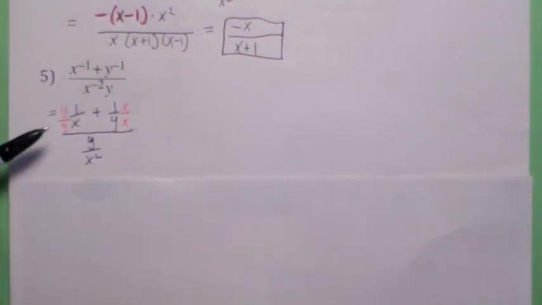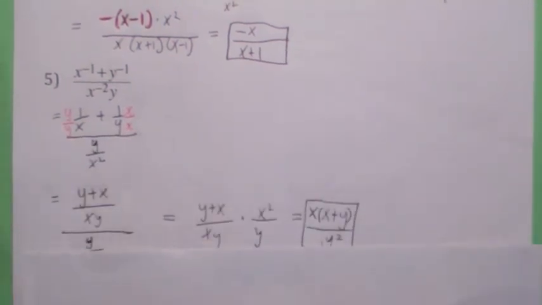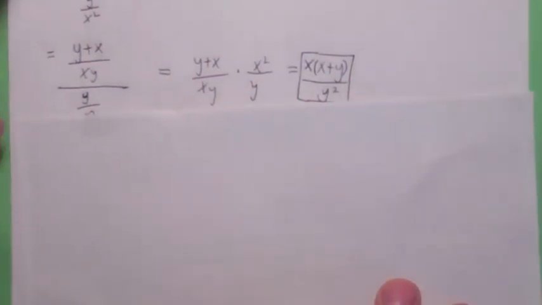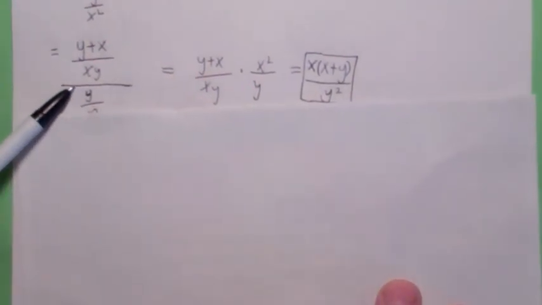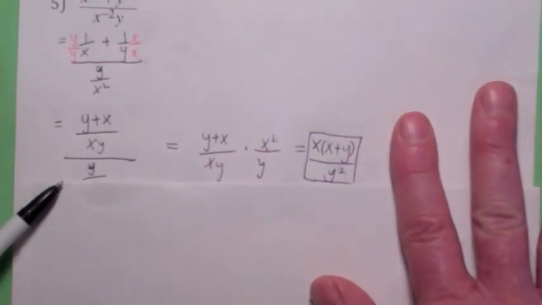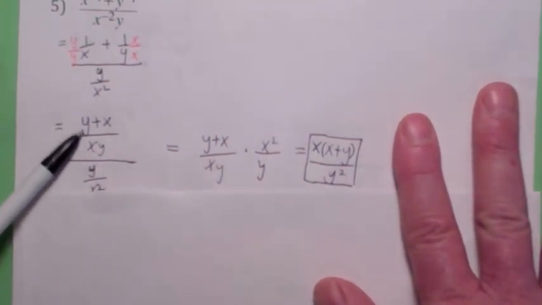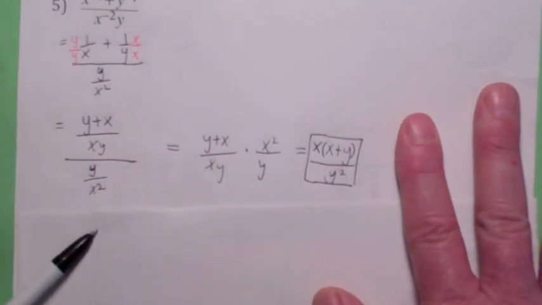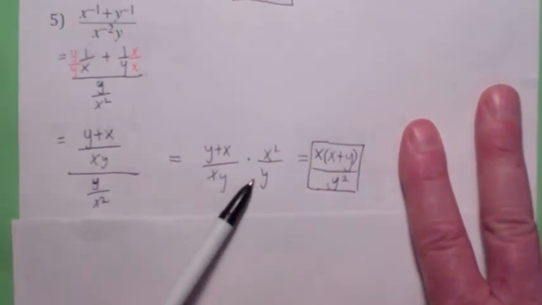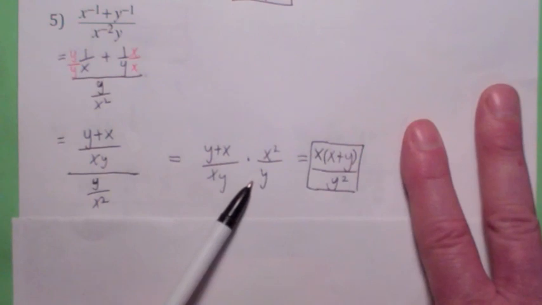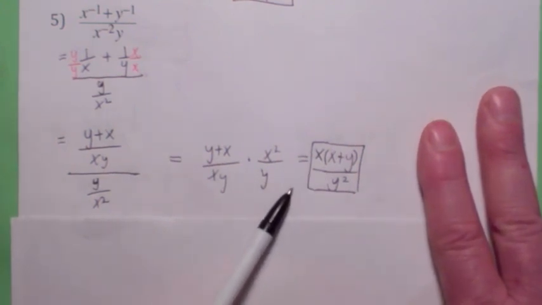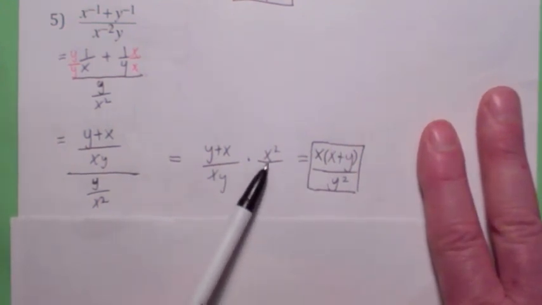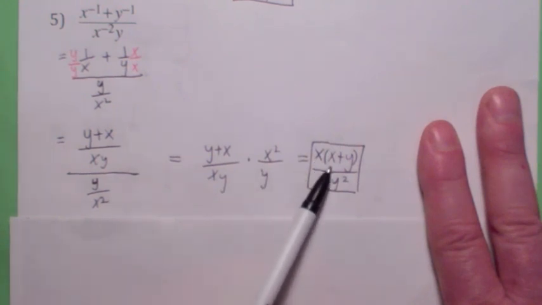Not multiplied. So anyway, once you do that, you have to get the LCD on the top, like before, multiply by y over y here, multiply by x over x here, and you end up with y plus x over xy over y over x squared. Now you can flip over the bottom one and write this as x squared over y, and then you could cancel the common factors. Are there any common factors? It looks like just an x is all, right? So that's your answer, x times the quantity x plus y over y squared.